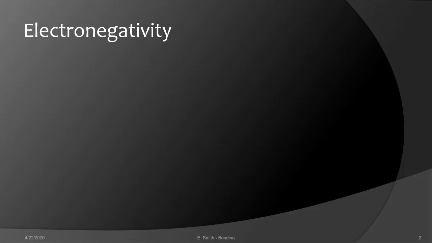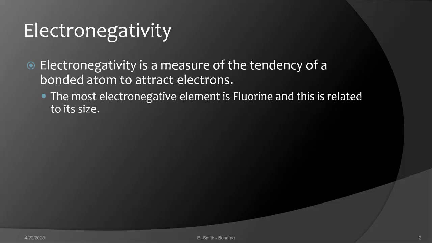So we first have to refresh our memories on electronegativity and what it is. Electronegativity measures the tendency of a bonded atom to attract electrons. Basically, it measures the attractive force by an atom on electrons from another atom that is bonded. Okay? The most electronegative element is fluorine, and it's all related to the size. Fluorine is one of the smallest elements on the periodic table, next to helium and neon. However, it is trying to achieve that octet so it can reduce its potential energy.